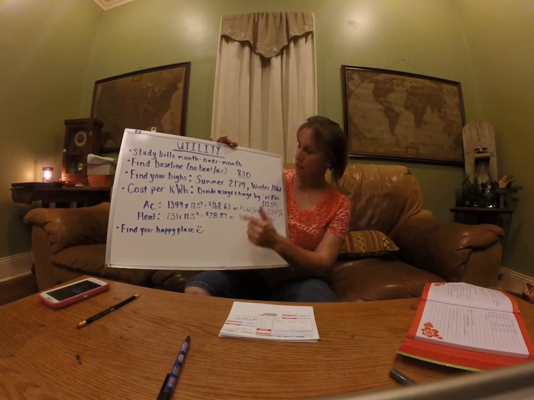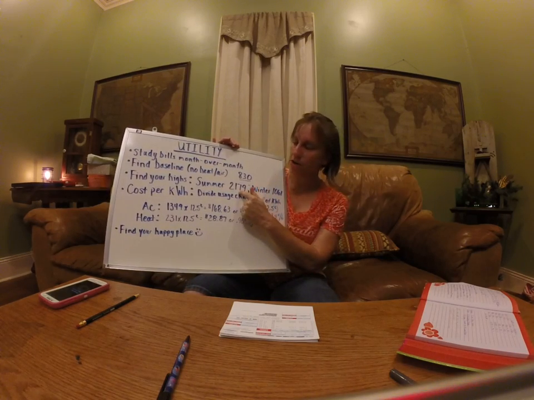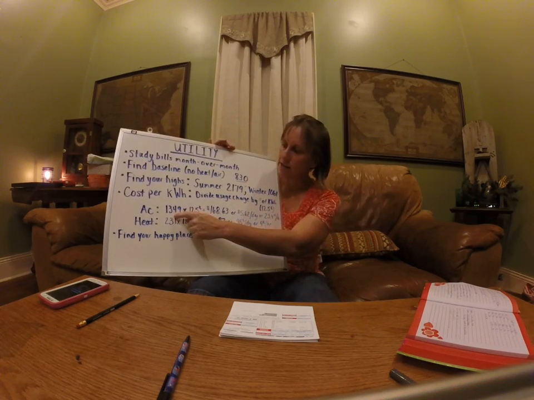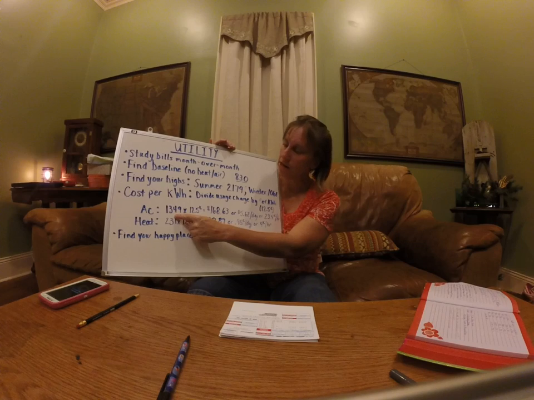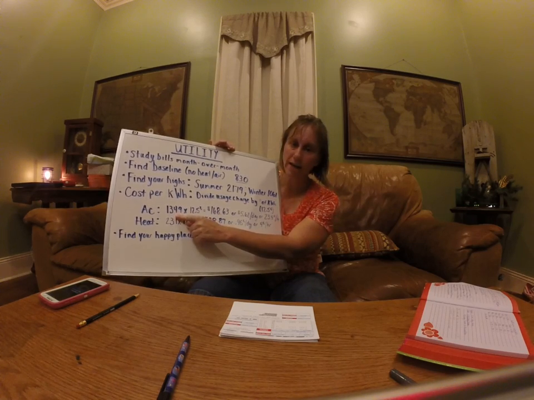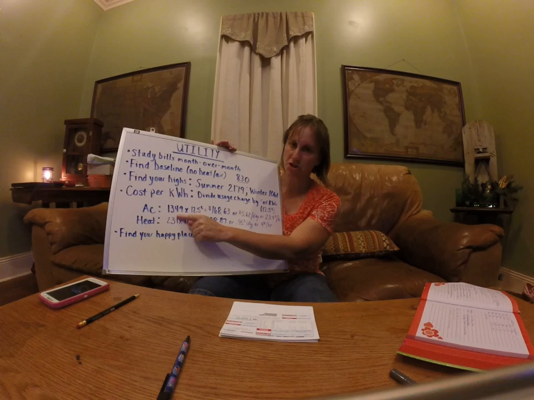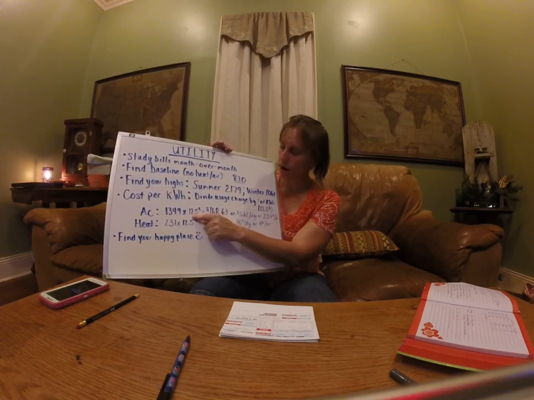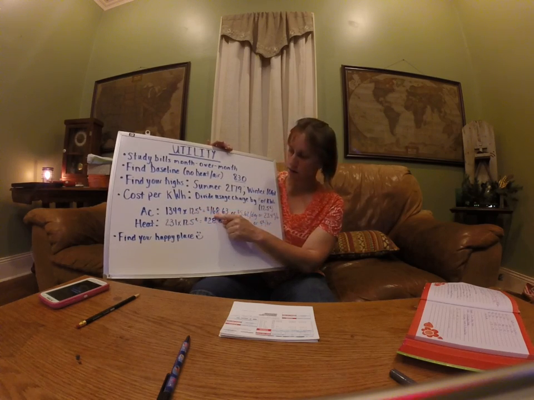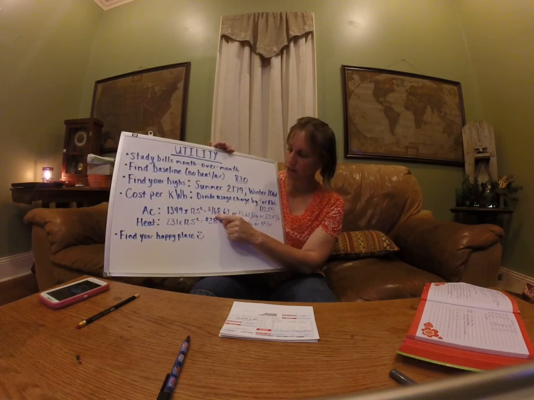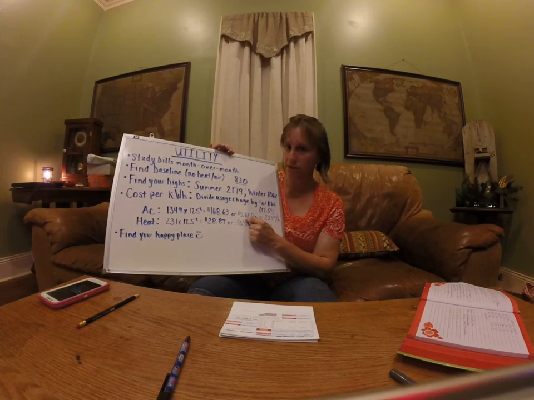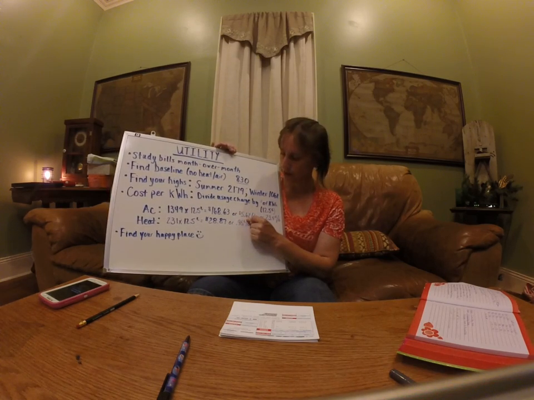Now, I take my high number, which is the 2,179. I subtract 830. That means that it is taking 1,349 kilowatt hours to run my air conditioner. And we know that it costs 12.5 cents per kilowatt hour. So that works out to be $168.63 for the month, or $5.62 per day. That's based on a 30-day billing cycle.